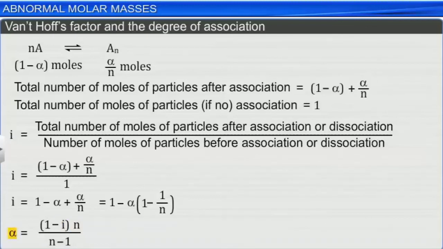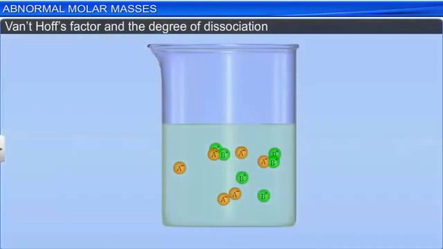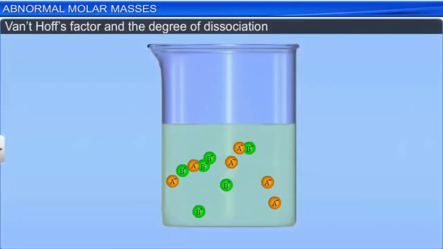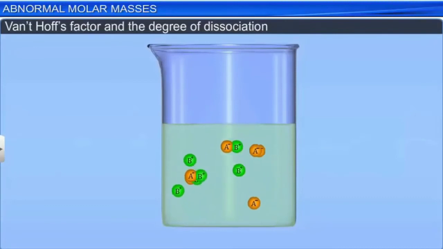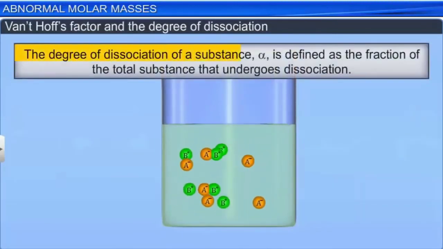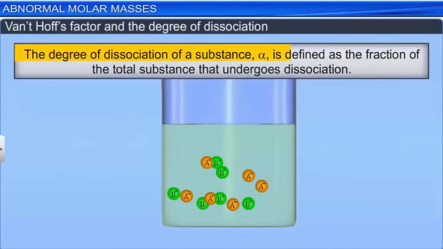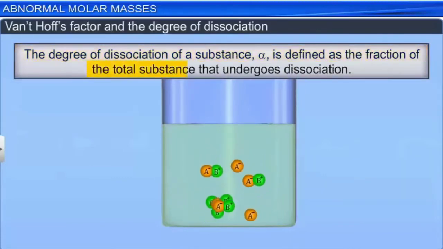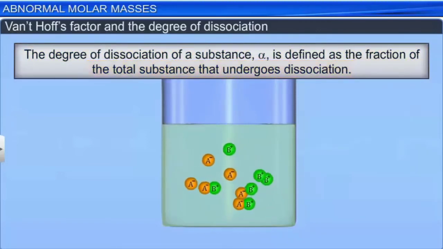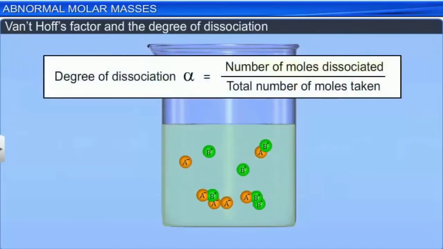can be calculated. On the same lines, let us now derive a relation between Van 't Hoff's factor i and degree of dissociation alpha. The degree of dissociation of a substance, alpha, is defined as the fraction of the total substance that undergoes dissociation. That is, alpha is equal to the number of moles dissociated divided by the total number of moles taken.